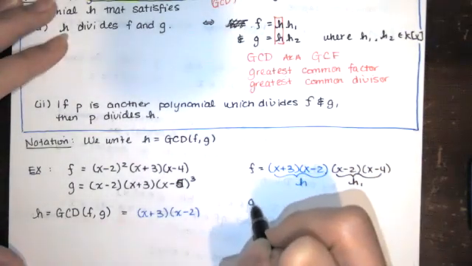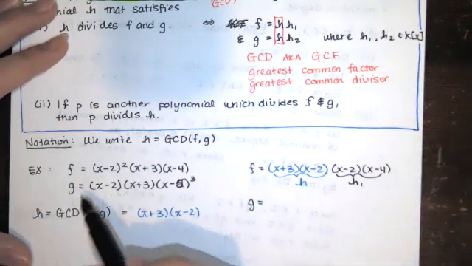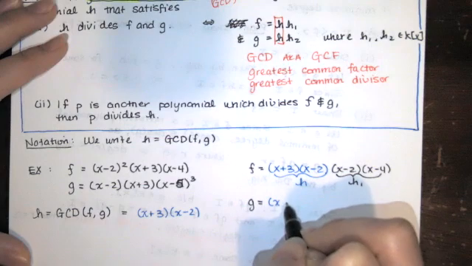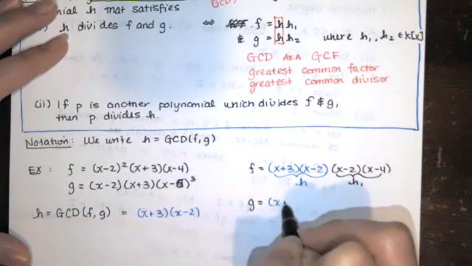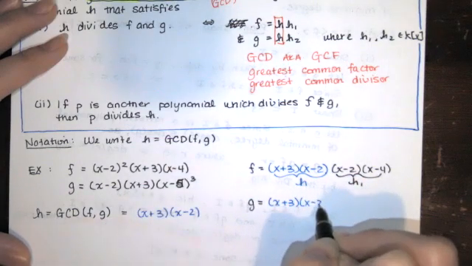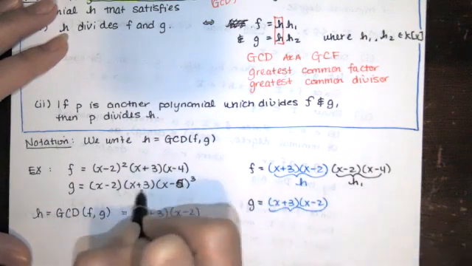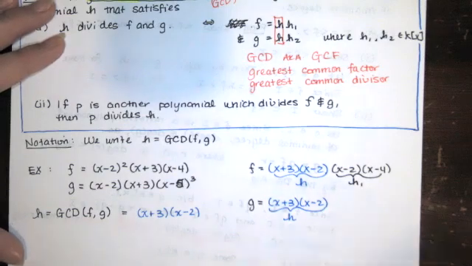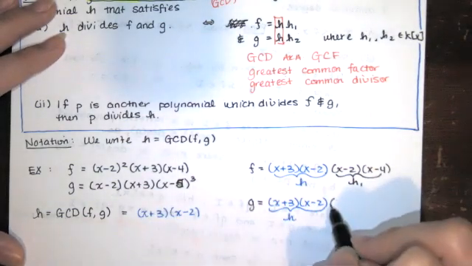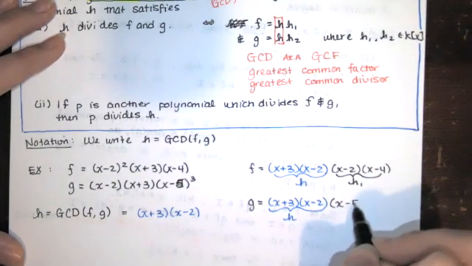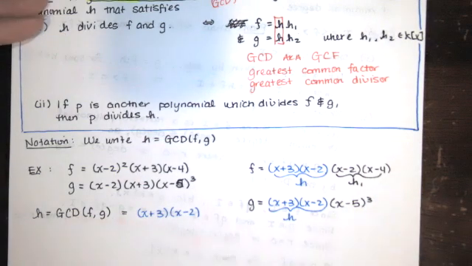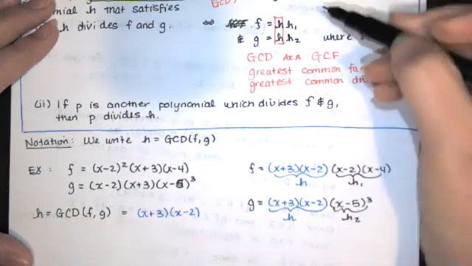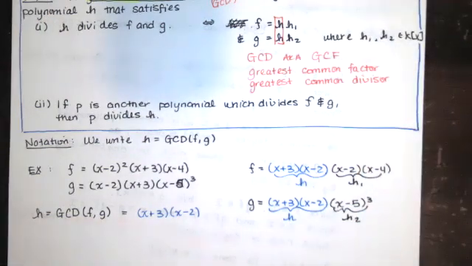Similarly for g, g is equal to x plus 3 times x minus 2. That's our h. Of course, it's written in a different order, but that's okay because multiplication is commutative, right? And then the rest is this x minus 5 cubed. That's our h2 for that relationship right there.